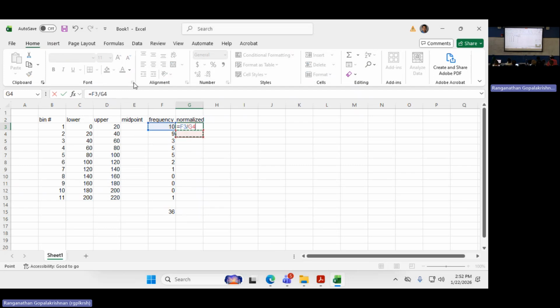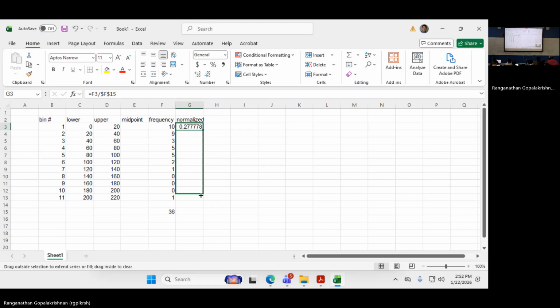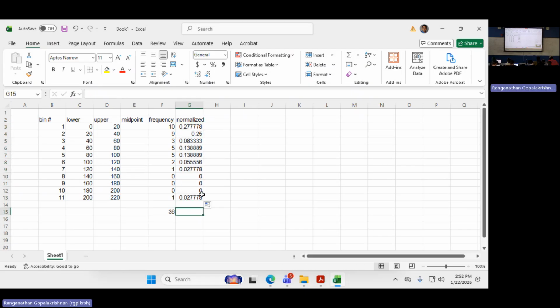This is the frequency divided by the total number. So if I normalize it, of course, what should this column add up to? This column should add up to 1, right? Because it's normalized. All right.